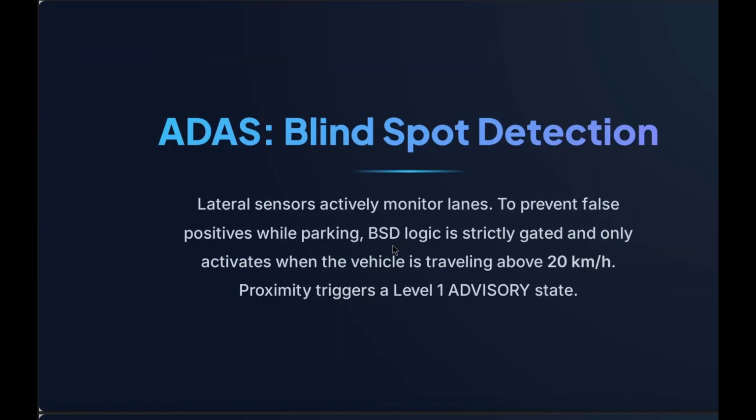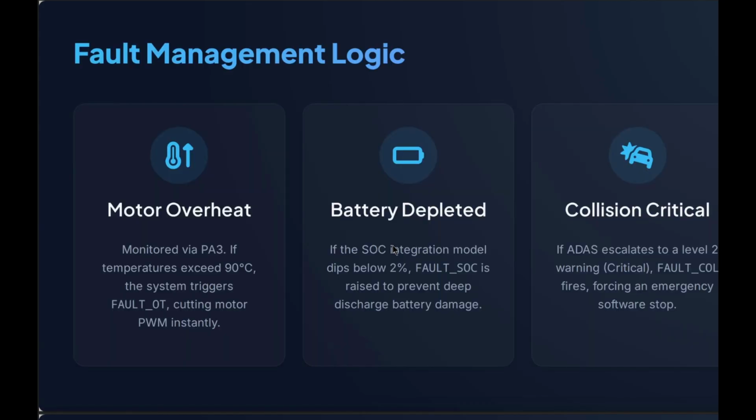For lateral safety, our blind spot detection actively monitors adjacent lanes. To prevent annoying false positives during low speed maneuvers like parking, this logic is strictly gated and only activates when the vehicle is traveling above about 20 kilometers per hour. If an obstacle is detected in this zone, it triggers a level 1 advisory state.